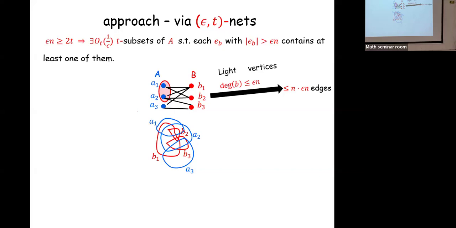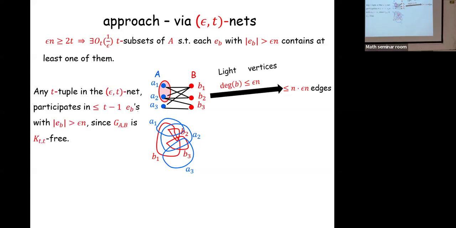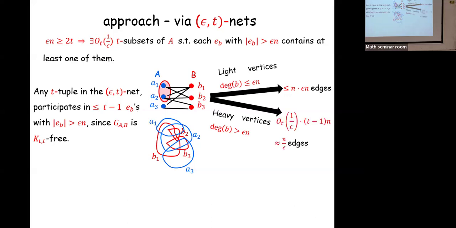The heavy hyperedges, those that contain many, so look at the B side, those that have degree at least epsilon n. First, I will take an epsilon t-net, a small number of t-tuples, such that for every heavy vertex in the neighborhood there will be a t-tuple containing it. So it will be connected to all the t lines. But how many such heavy vertices can you have? Well, at most 1 over epsilon, according to the number of t-nets, but each such t-tuple can be contained in at most t minus 1 vertices, otherwise you'll have a K_{t,t}. So the total number of edges that we can get from here is this, without saying what epsilon is.